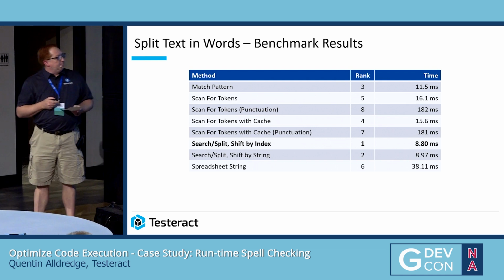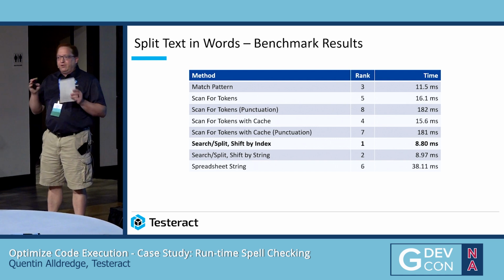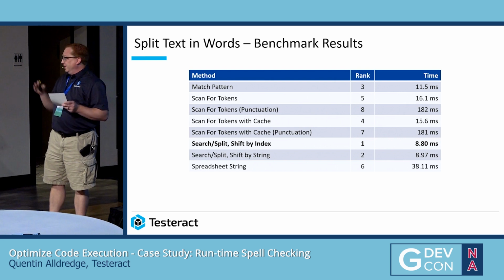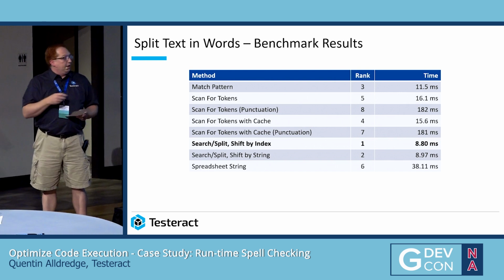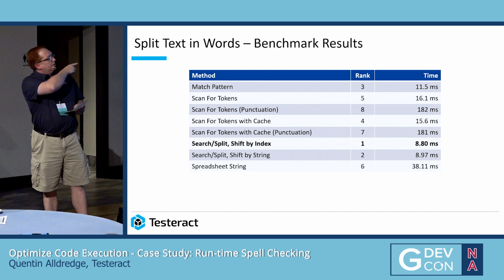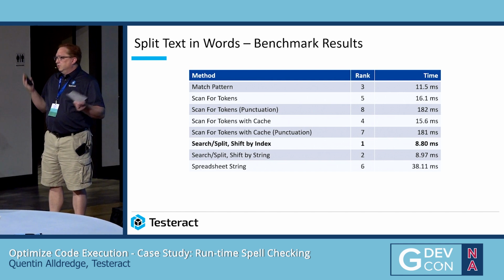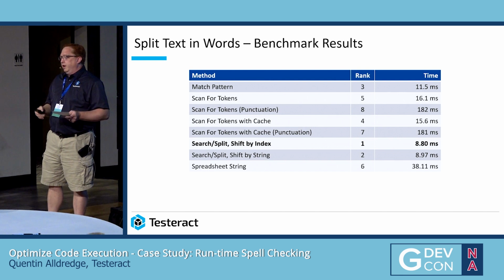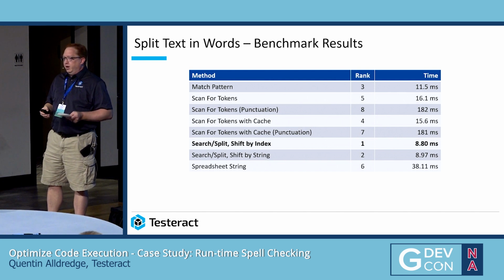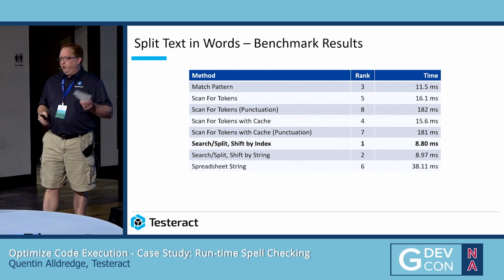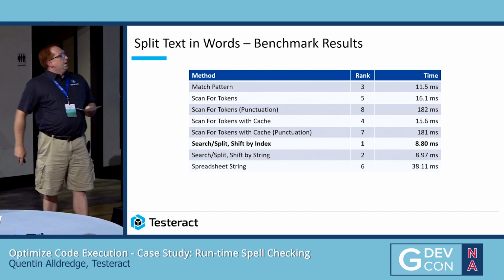But you can see there's some that are really close. And give or take a run of this, you might have some variability. Like, look how close the shift by index and the shift by string is. Depending on if Windows had a good day on one run and a bad day on the other run, you might have those swapped.